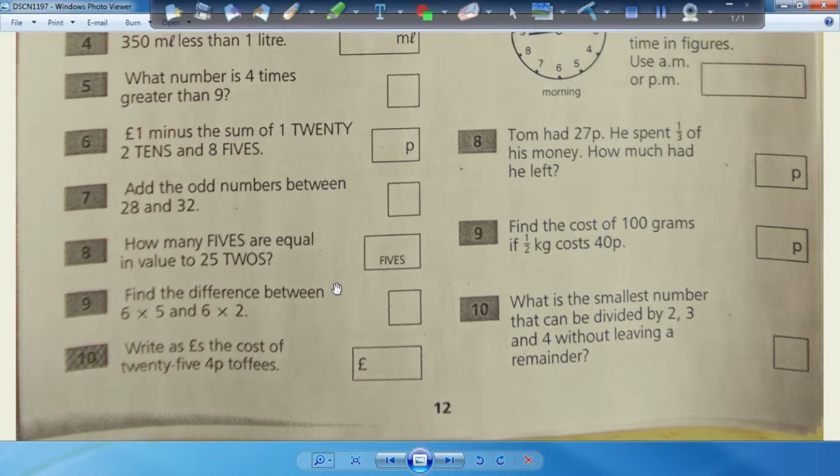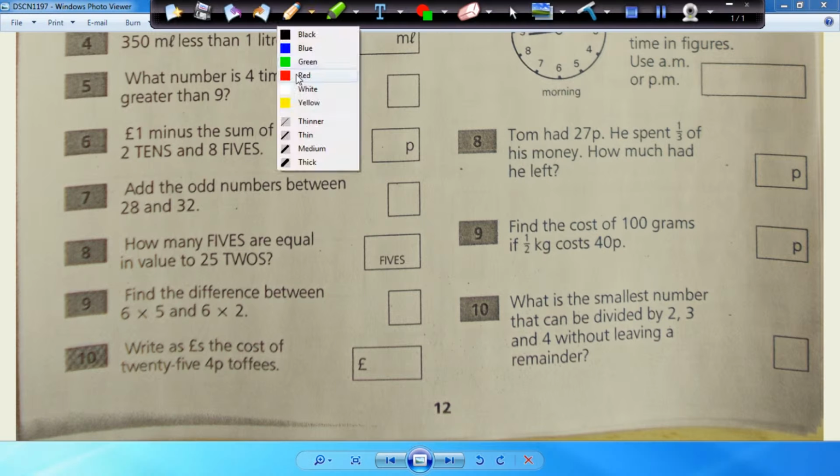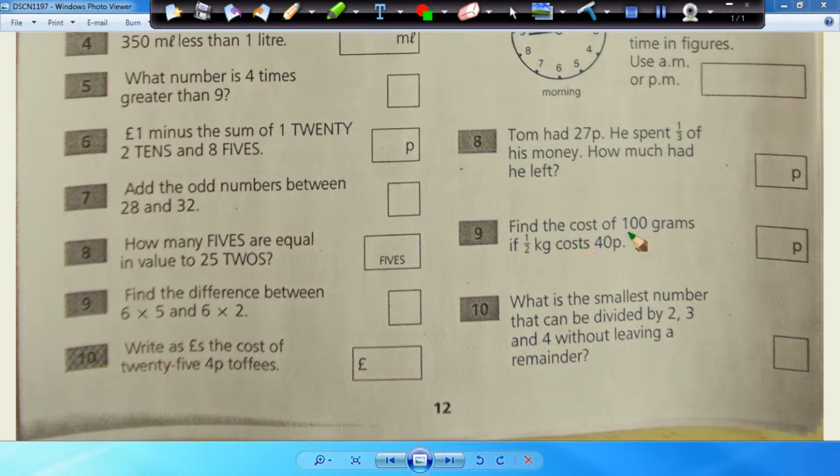Okay, right. The next question, number 9, is a nice question. Let's do that one. Find the cost of 100 grams. What kind of question is this? If half a kilogram costs 40p. Right, let's just make this one a bit bigger, and just concentrate, focus on that question alone.